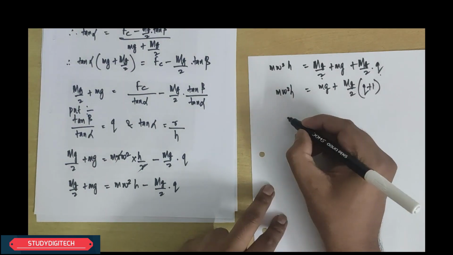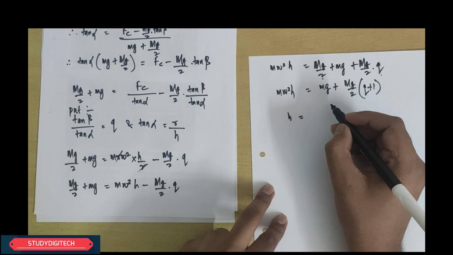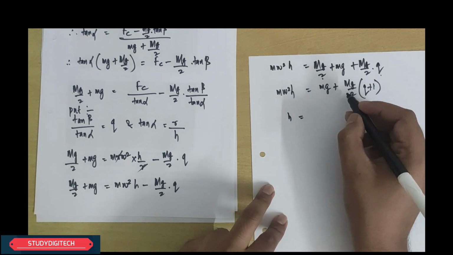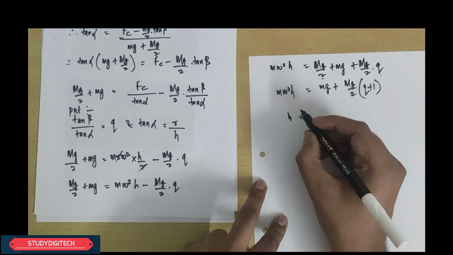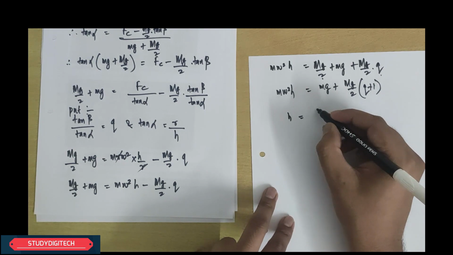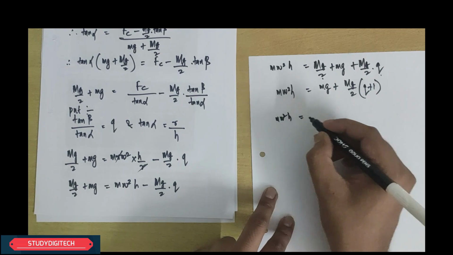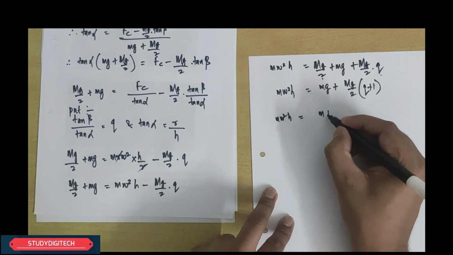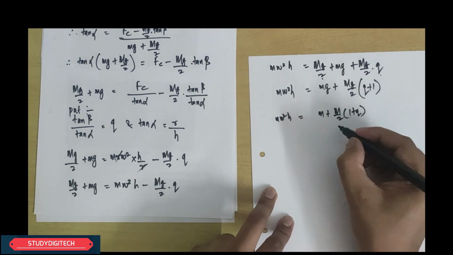So from this we can write h is equal to, or we will take g outside, so m omega square h is equal to m plus capital M divided by 2 into bracket 1 plus q, or q plus 1.